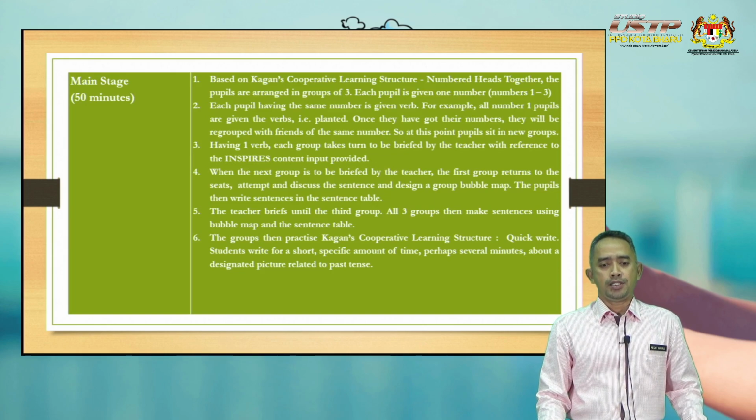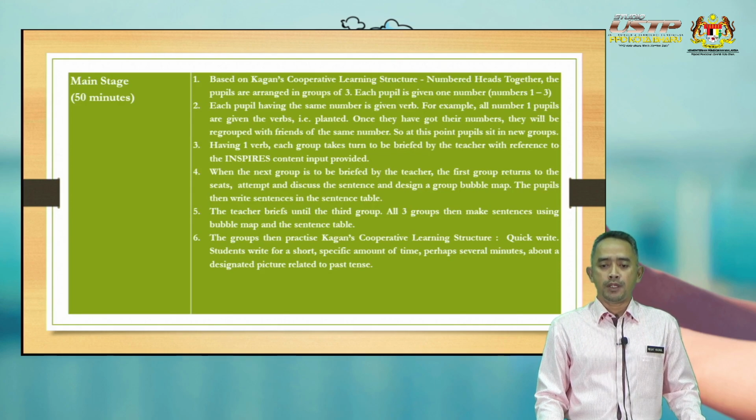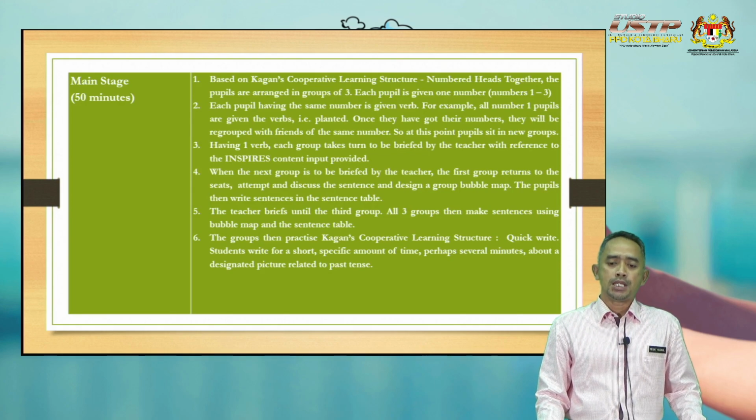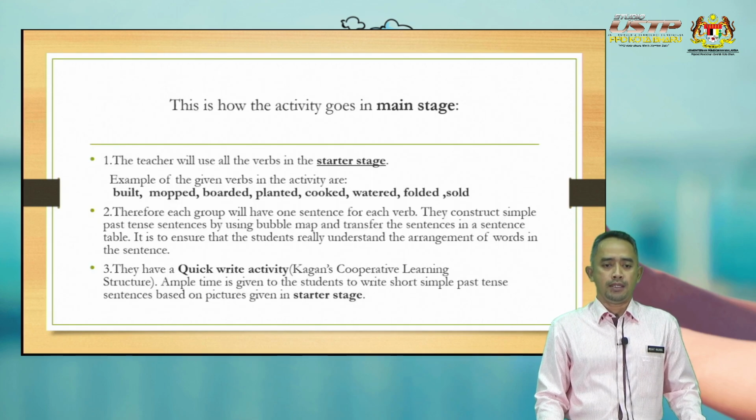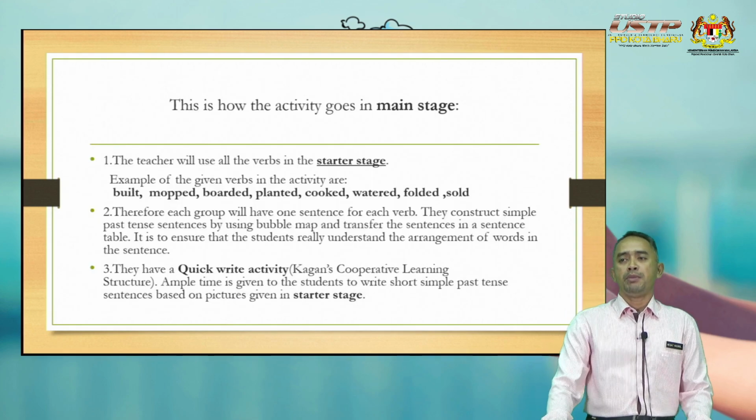Okay. Next, the teacher briefs until the 3rd group. All 3 groups then make sentences using the bubble map and the sentence table. Okay. For the last stage, the groups then practice Kagan's cooperative learning structure, for example, quick write. Students write for a short, specific amount of time, perhaps several minutes given to them, about a designated picture related to past tense. Okay. This is how the activity goes in main stage.